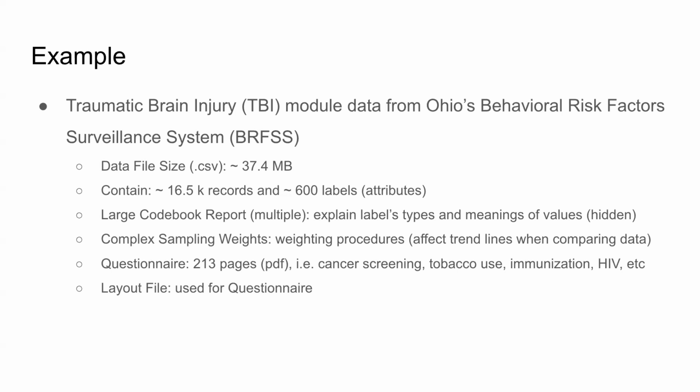So we want to have interactive analysis for traumatic brain injury module data from the Ohio Behavioral Risk Factor Surveillance System. For a typical data file like CSV, the size is 37.4 megabytes, which contains about 16,500 records and close to 600 attributes. Besides this large data file, there are multiple long codebook reports that explain the types of labels and the meaning of their possible values.